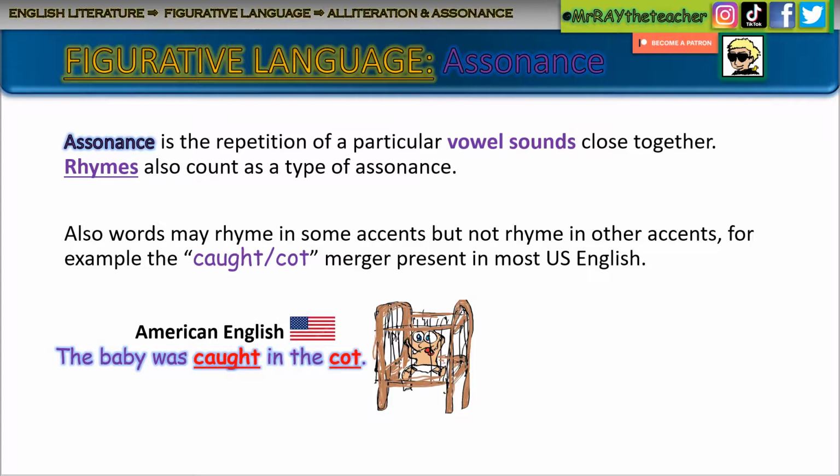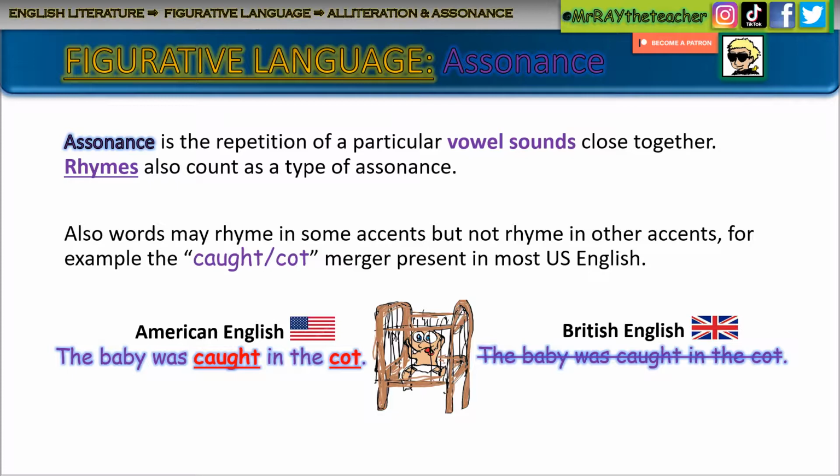But basically, the baby was caught in the cot. If we swap that over to like British English or Aussie English, the baby was caught in the cot. I think that's good enough. Whew. There you go. It doesn't work. No, no, no.